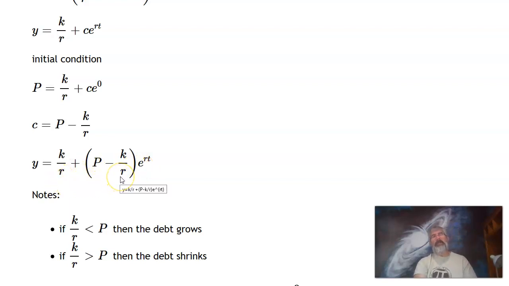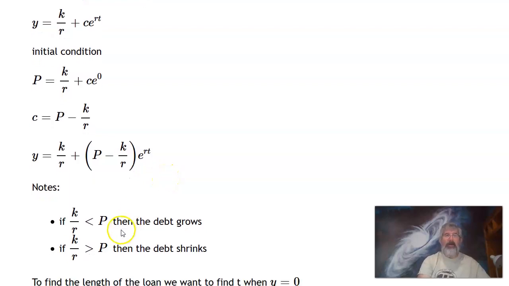Now, I can see a couple of things. If k over r is less than p, so p minus k over r is positive, then the debt is going to grow. If you're not paying enough, if they're charging you more interest than you're paying, then the amount you owe is going to go up. This is quite often the problem people have with their credit cards. But on the other hand, if k over r is greater than p, then the debt shrinks.